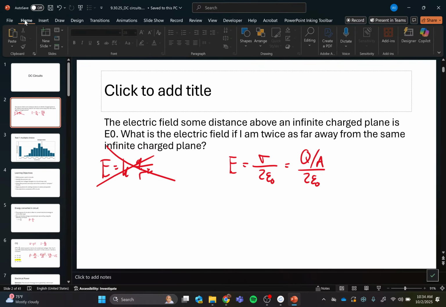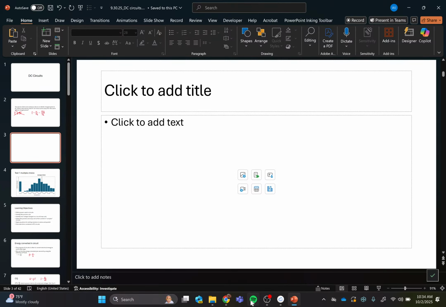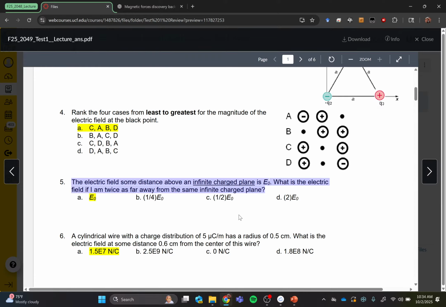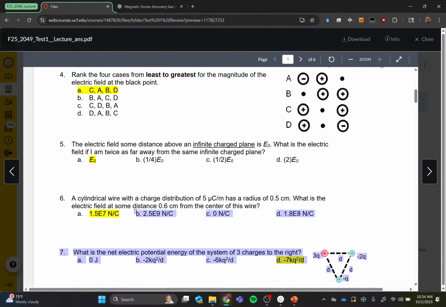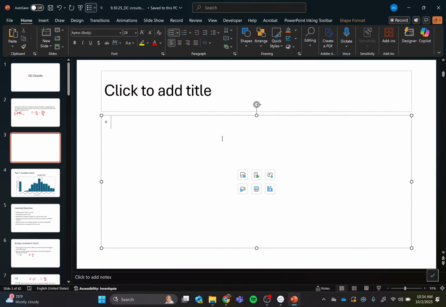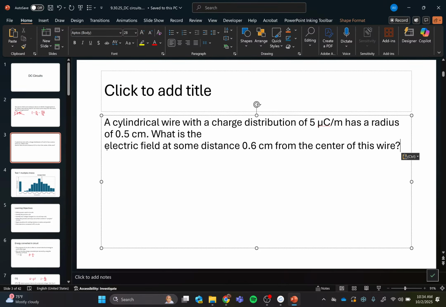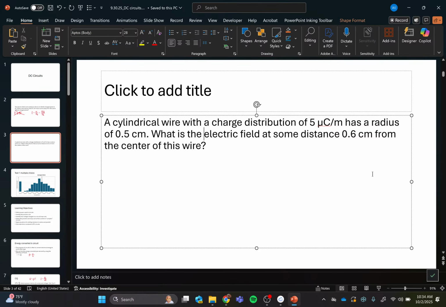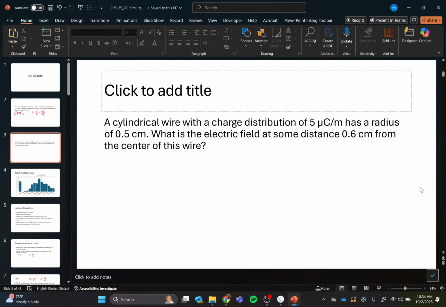The second problem did involve some math. So this one did involve you actually doing Gauss's law. It was the one, a cylindrical wire with a charge distribution of 5 microcoulombs has a radius of 0.5. What is the electric field at a distance 0.6 centimeters from the center? So this one you actually did have to do Gauss's law. Now, it was one of the easiest cases of Gauss's law. Let me show you what I mean.